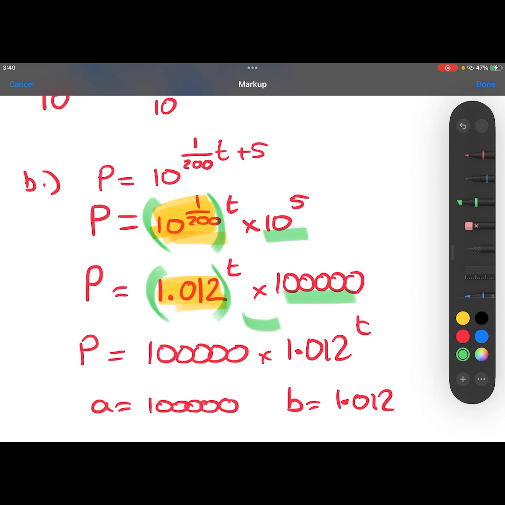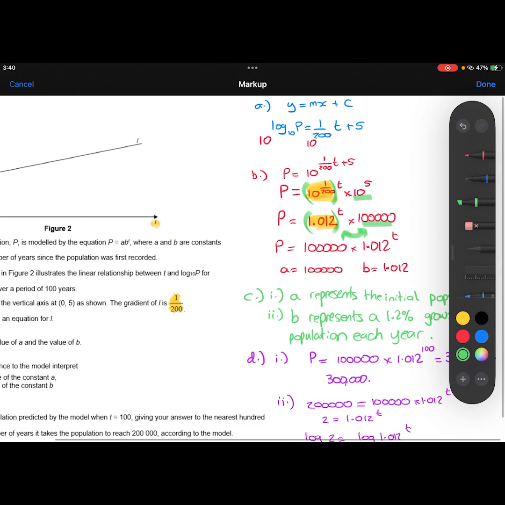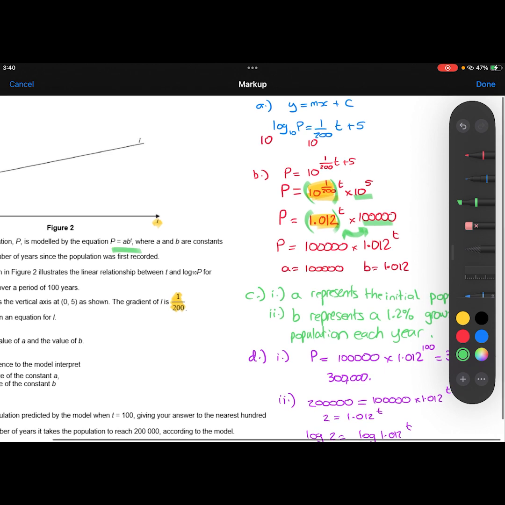And then I've just swapped these over to write it in its usual form, so it looks like this. So p equals ab to the power t, where a is 100,000 and the b is 1.012.